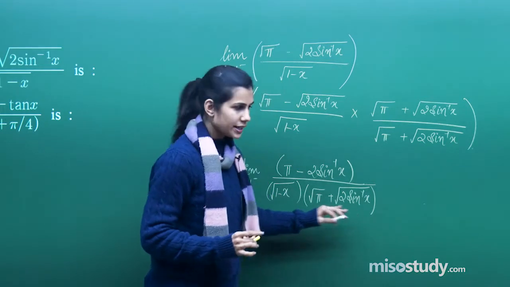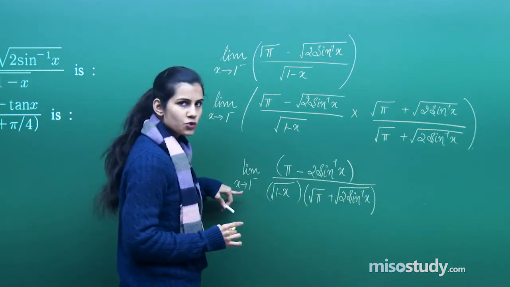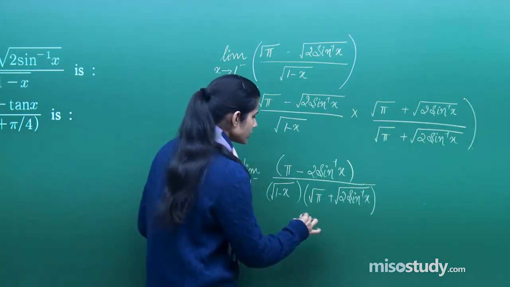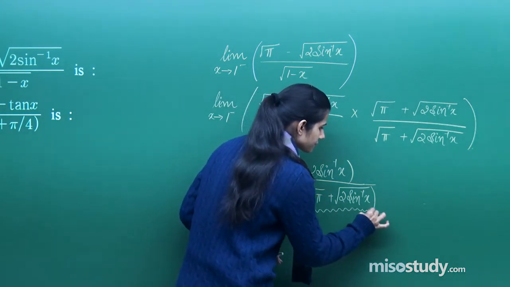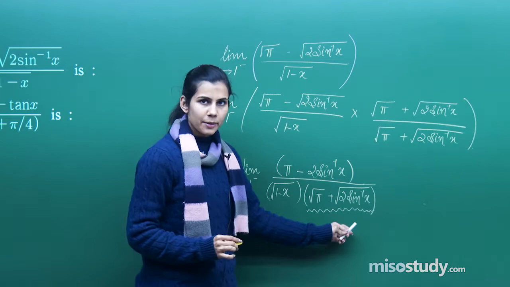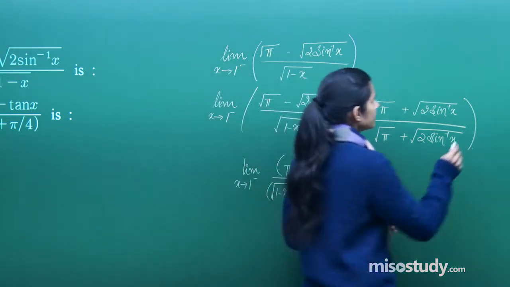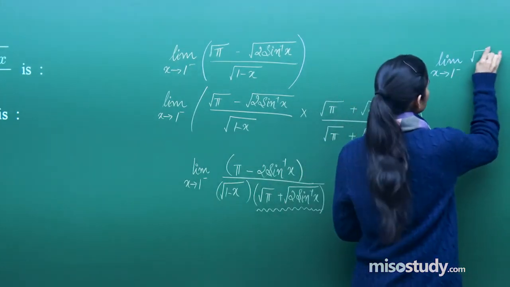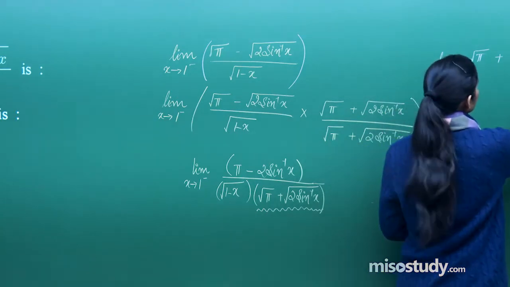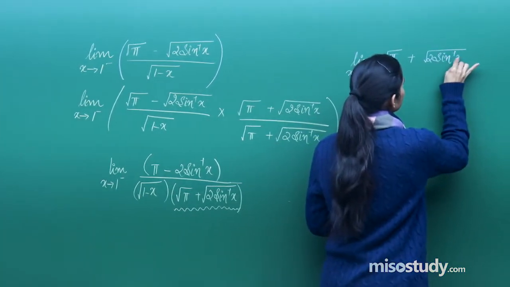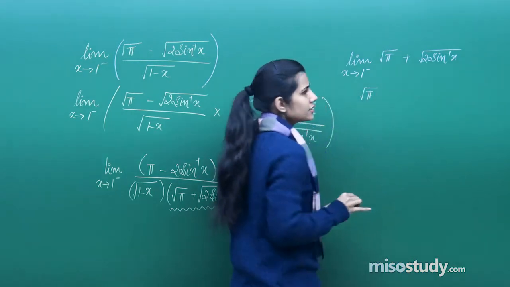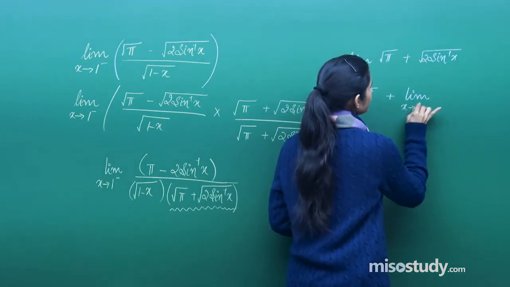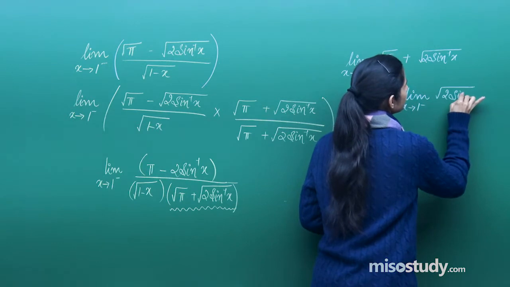So if I talk about the denominator, right now I can say what? Limit x tends to 1 from the negative of the numerator upon limit x tends to 1 from the negative for the denominator. If you focus upon this expression, when limit will individually be coming over here, what are you going to get? See, individually limit x tends to 1 from the negative root pi plus root over 2 sine inverse x. This will be root pi because limit of a constant is that constant only, plus limit x tending to 1 from the negative root over 2 sine inverse x.